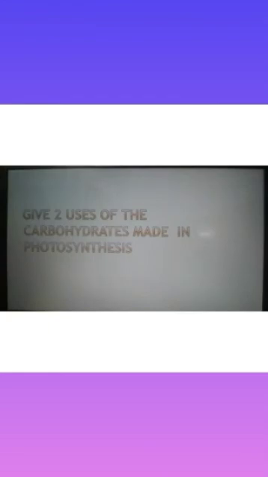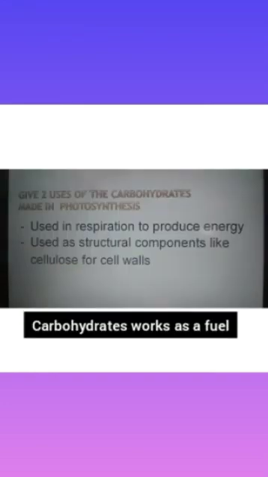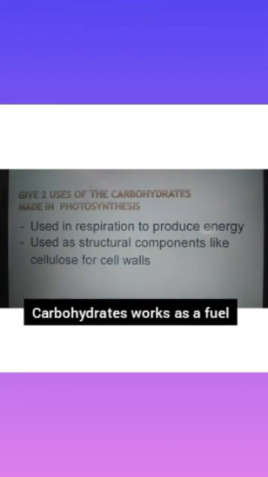The sugar produced by photosynthesis is then transported to other parts of the plant body where it is needed. If we talk about the uses of carbohydrates, carbohydrate can be used in the process of respiration. Other structural components like cellulose can be formed from this energy-rich compound.